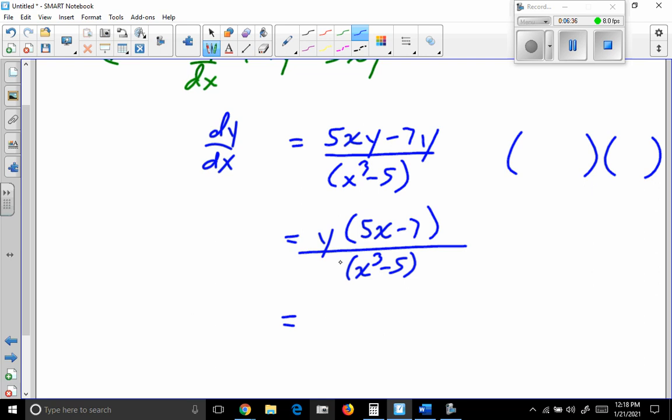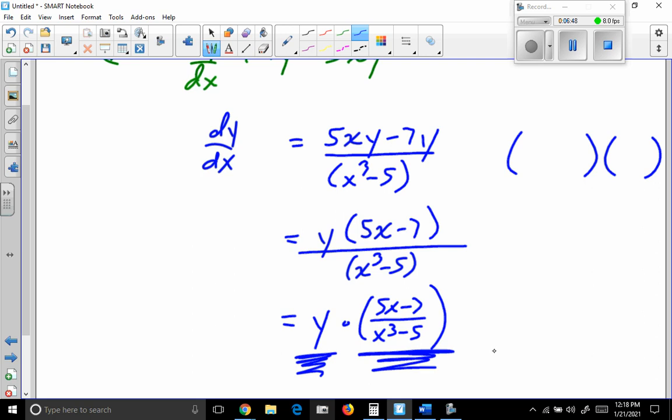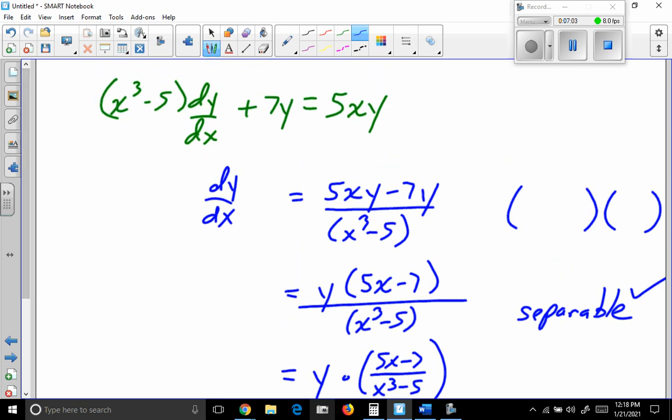Now this can be rewritten as y times (5x minus 7) over (x cubed minus 5). So we have y's in one factor, x's in the other factor. So, as we've seen before, that is separable. So it's at least separable. Now, it could also be linear. So let's check to see if this one is going to be linear.